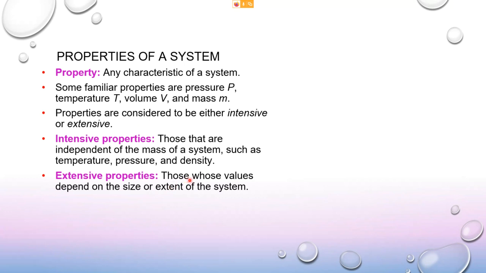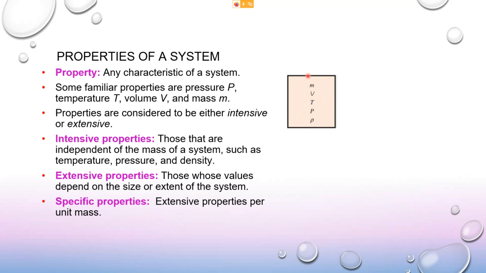Extensive properties are those whose values depend on the size or the extent of the system. They depend on the size of the system, so the mass and the size. Specific properties are extensive properties per unit mass. All the extensive properties per unit mass, that means per unit kg, are considered as specific properties. Let's say specific volume is an example, which is in meter cube per kg.